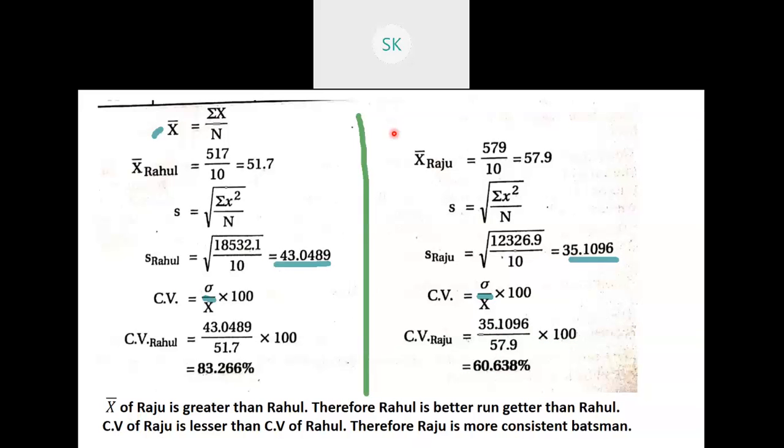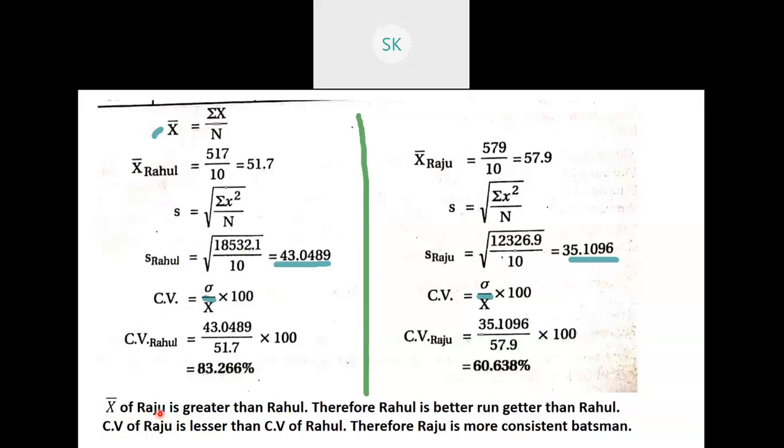Now we have two data sets, both given to us. We have x bar of Rahul, x bar of Raju. Then we have the coefficient of variation, we have standard deviation, everything is given to us. So let's just see the conclusion.